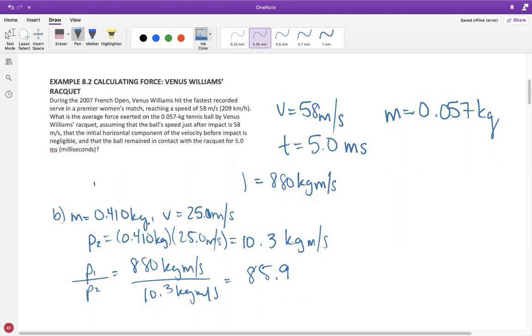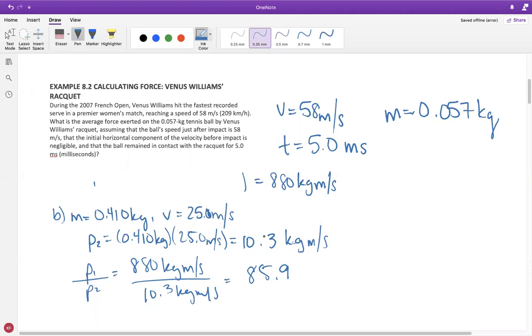Give me 1 second while I try to figure out what is going on with my computer.